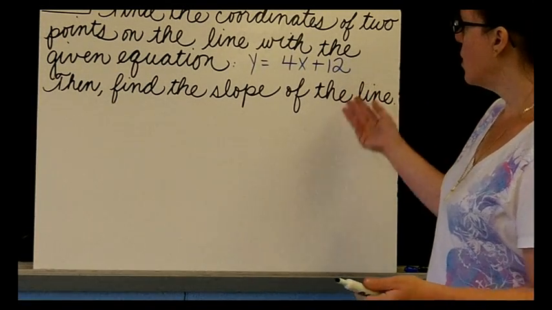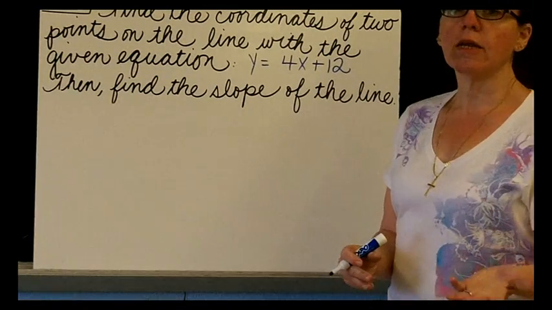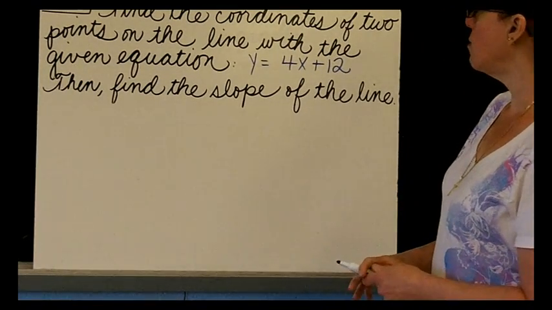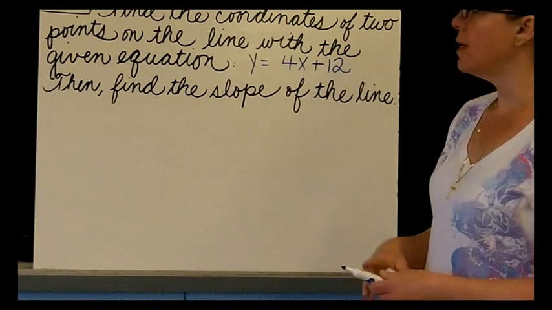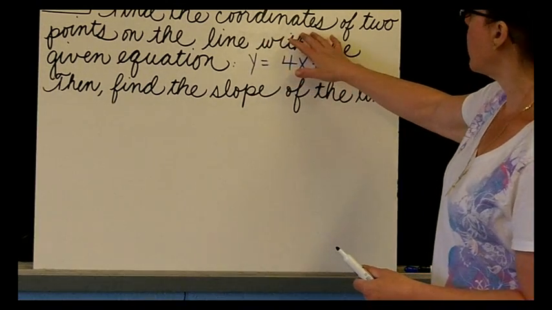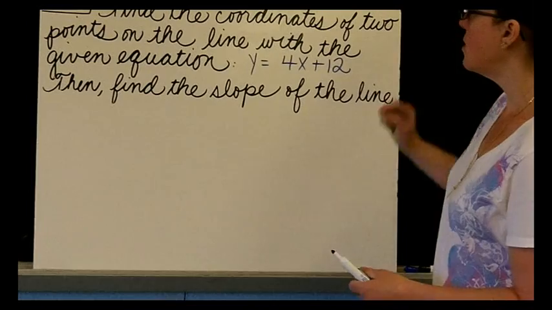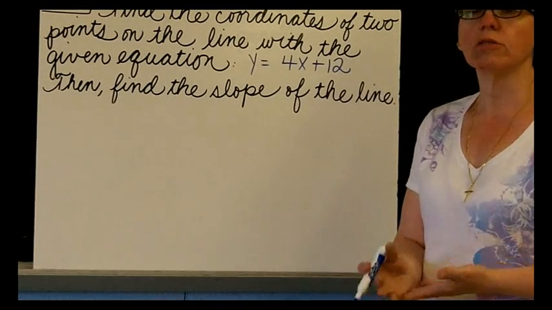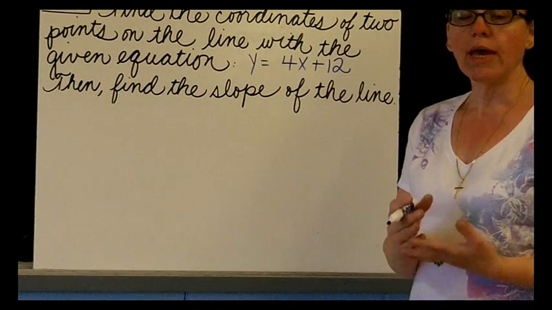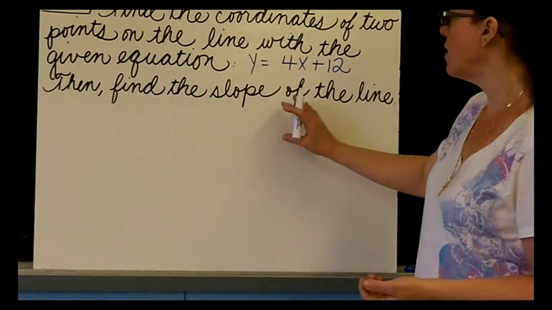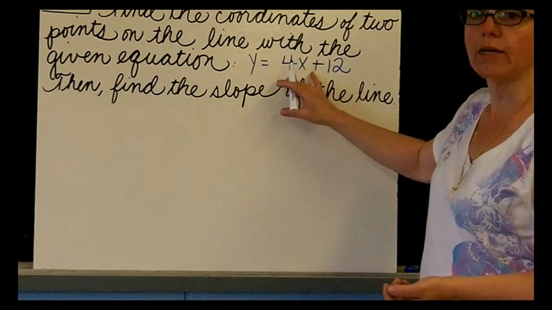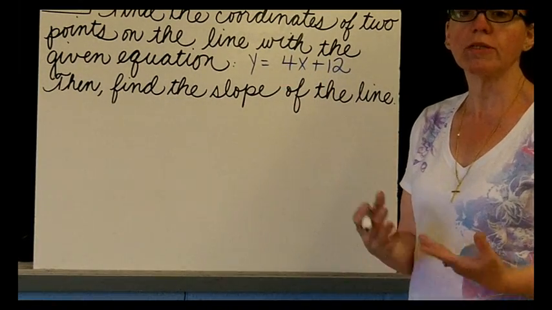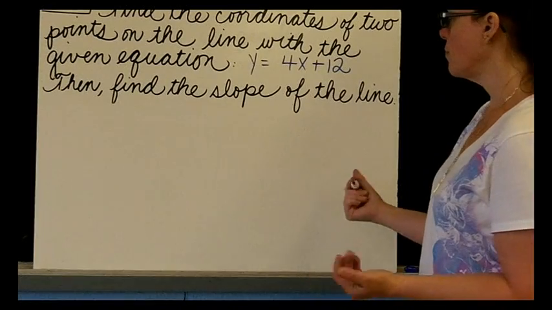Well, this is even more confusing than problem 4, where we had the graph and we had to pick out the points. But trust me, you can do this. Find the coordinates of 2 points on this line. In the last lesson, you learned about the x-intercept and the y-intercept. And that's what we're going to do. We're going to find the intercepts of this line. That'll give us our 2 points. And then once we have our 2 points, we can find the slope.